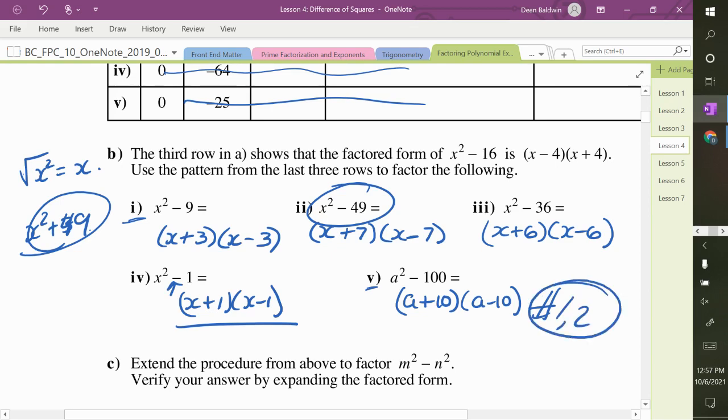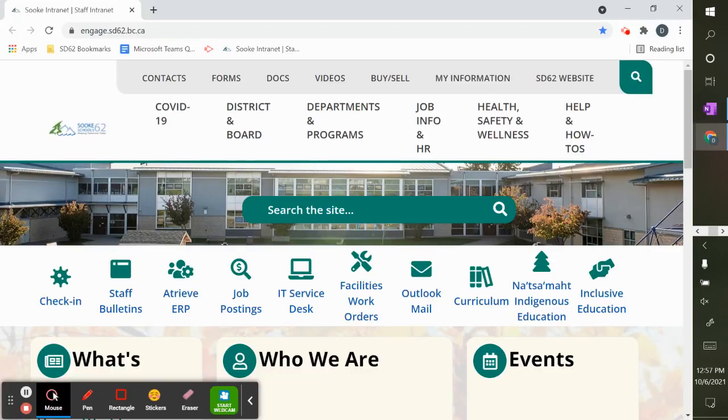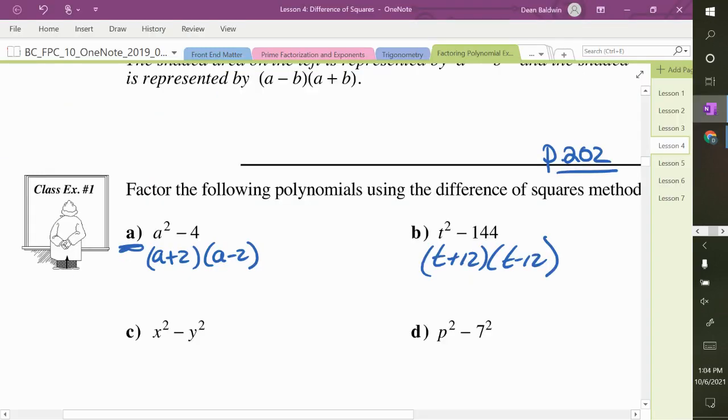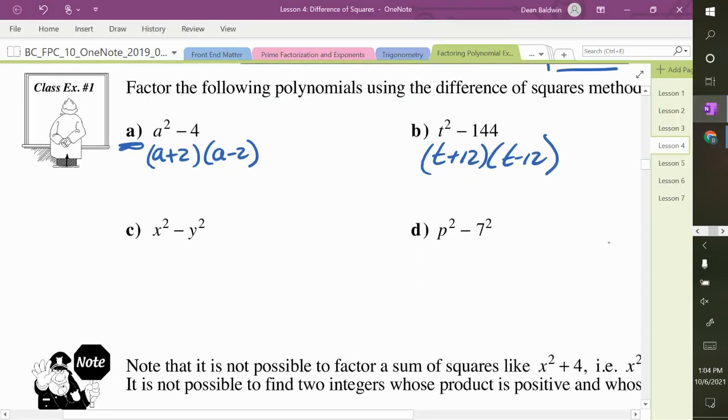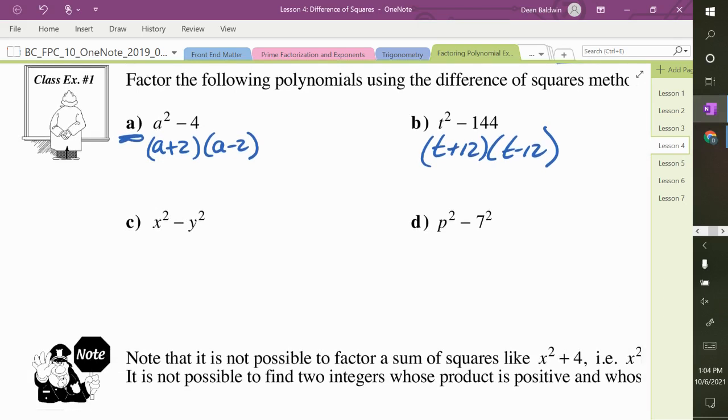Number 1 and 2, please, peoples. So what are the brackets? x minus y, x plus y. Because you're asking yourself what multiplies to give you y squared. It's negative y and y. Is that okay?